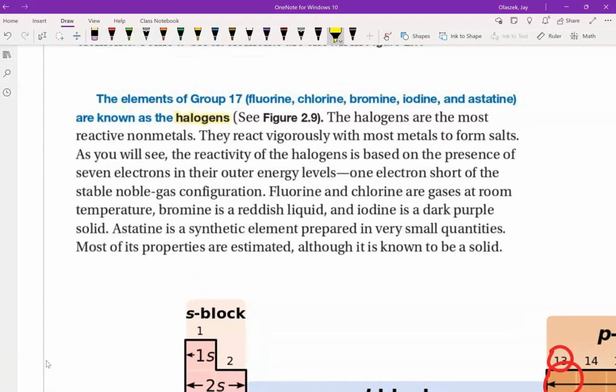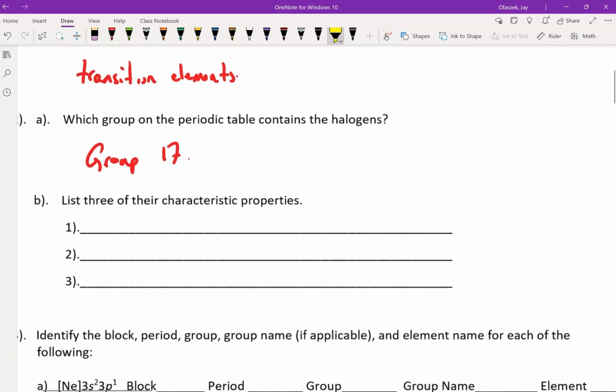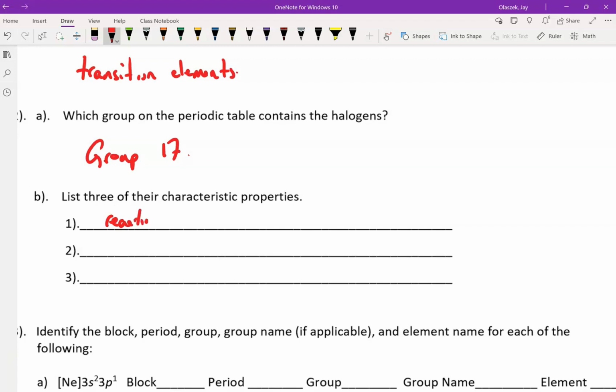What are some of their characteristic properties? Well, it says they're nonmetals. They tend to be reactive. They tend to react with metals. And they tend to be gases at room temperature. Let's say that they are reactive, they're nonmetals, and they tend to be gases. And one more is that they tend to be toxic, right? They tend to be deadly if you breathe them. Fluorine's deadly to bacteria that cause teeth to decay, and so on and so forth.